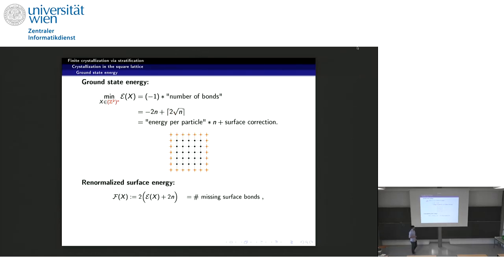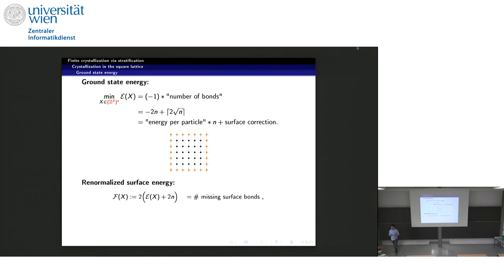So it seems it's more about the surface. So let me introduce a renormalized surface energy by taking my original energy and subtracting the bulk term. The bulk term was minus 2n. I subtract that, I get plus 2n. And then for some reason, I also multiply that with 2. That's convenient because now this quantity exactly gives me the number of missing surface bonds.